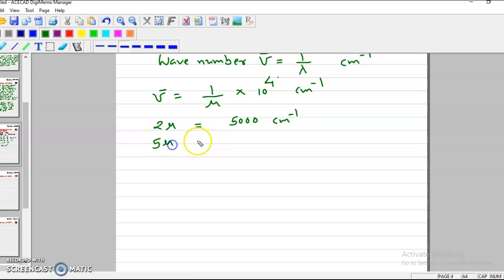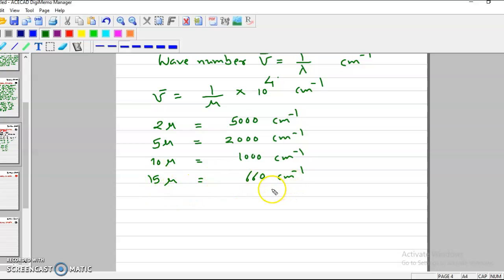5 microns equals 2000 centimeter inverse. 10 microns equals 1000 centimeter inverse, and 15 microns equals about 660 centimeter inverse. So our range of infrared is 2 micron to 15 micron, or 4000 centimeter inverse to 660 centimeter inverse.